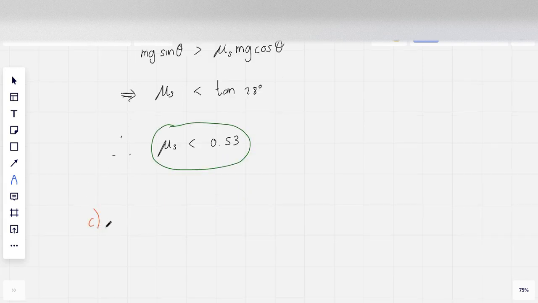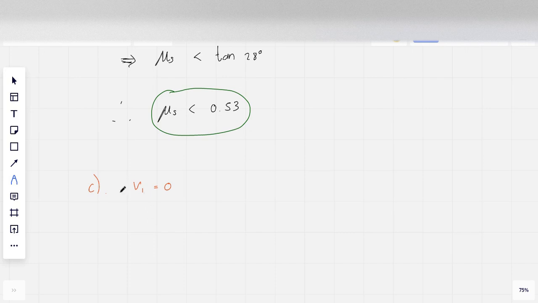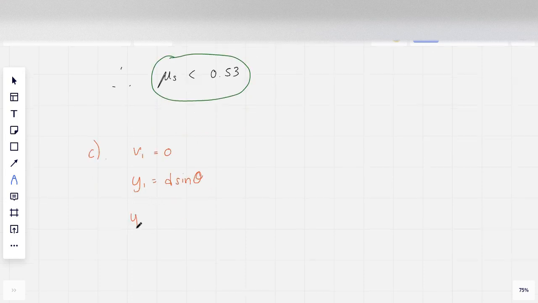Now finally, in part C, if the sled slides back down, we want to know its speed when it returns to its starting point. So we can again apply the conservation of energy and include the work done by friction. But subscript 1 this time refers to the sled at the top of the incline, and subscript 2 will refer to the sled at the bottom of the incline. So we know that in this case, v1 is equal to 0, y1 is equal to d sine theta, and y2 will obviously equal 0 at the bottom of the hill.